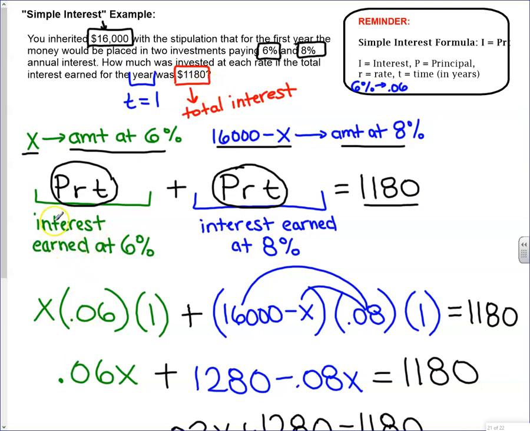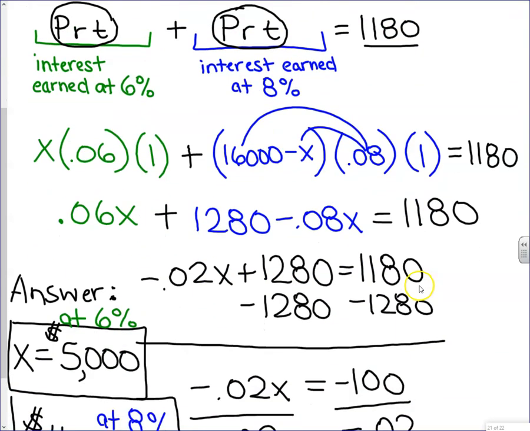So let's look at how we'll find these values. For the 6% account, we said the amount was going to be x, so the principal is x. The rate is 6%, which we'll have as 0.06, and the time is 1 because it's 1 year. For the 8% account, the principal is the 16,000 minus x times the rate of 8%, which is 0.08, and then again it's just for 1 year, so it's times 1, and that's all equal to 1180, right? Once we have all this filled in, then we're just solving the problem.